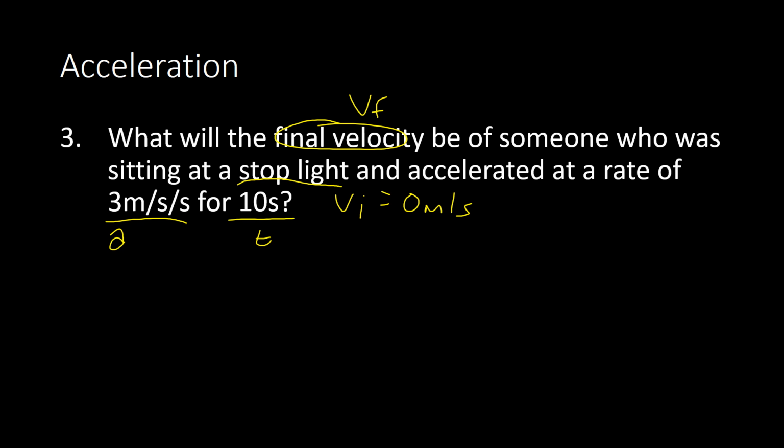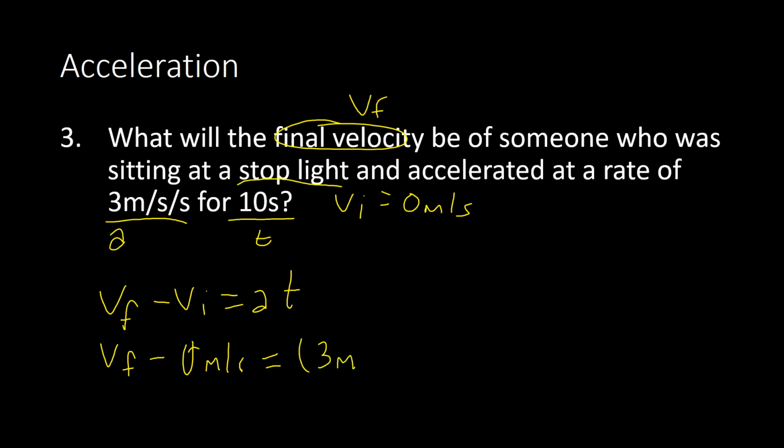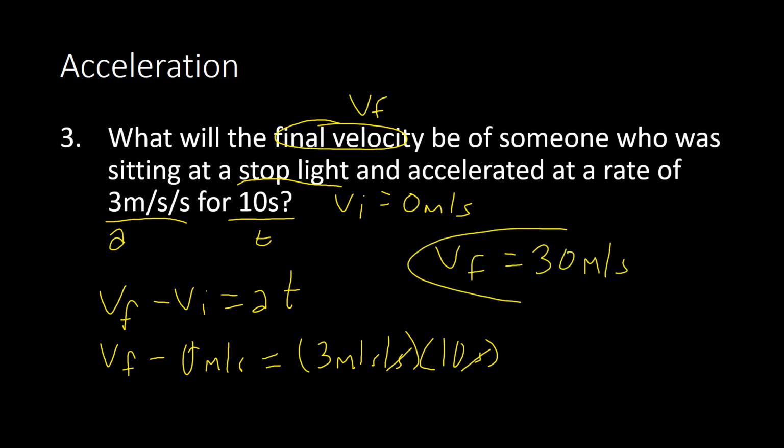So again, when I look at my triangle, I see that my formula is going to start out as VF minus VI equals A times T. So VF minus 0 equals 3 times 10. My seconds here are going to cancel out. So VF equals 30 meters per second.